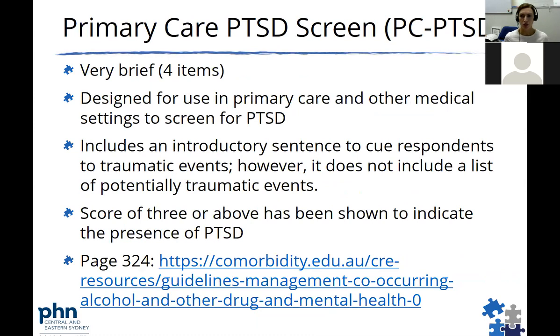It includes an introductory sentence that cues respondents to traumatic events, but it doesn't include a list of potentially traumatic events. So as I mentioned before, when we were talking about trauma, underreporting can happen when people are only asked broad questions and are not asked about specific event types, which is something to keep in mind if you're thinking about selecting a PTSD screener.